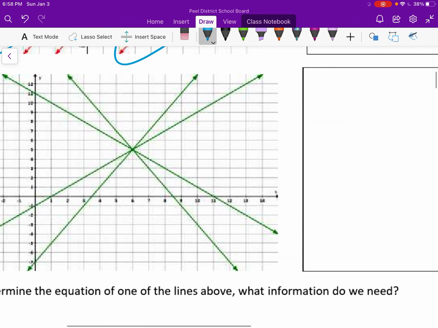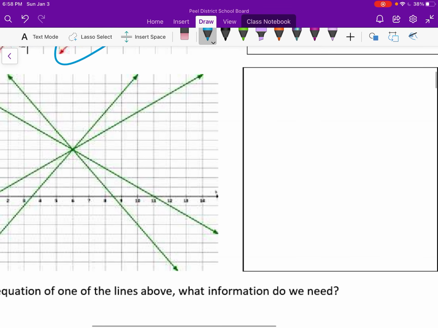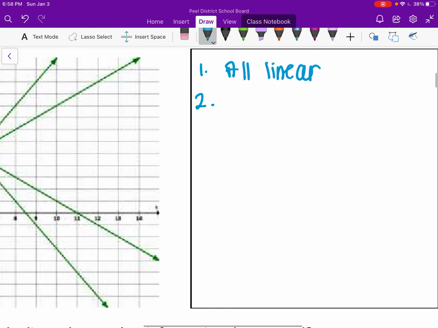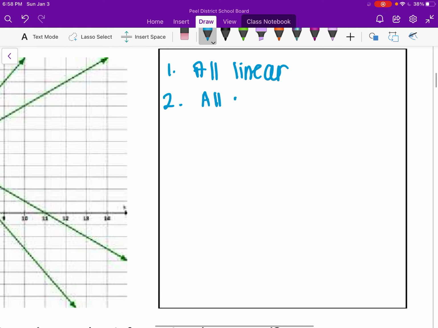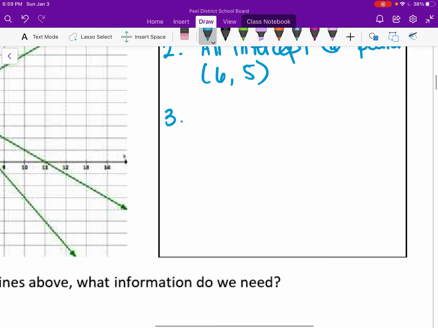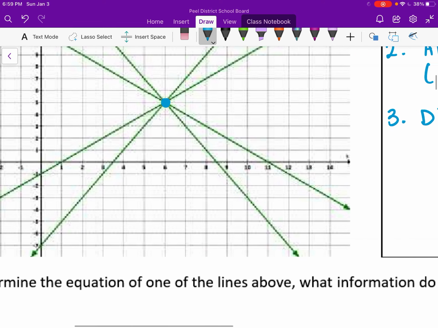Alrighty, and how about here? What do you notice here? Some are increasing, some are decreasing, so it's safe to say that while they are all linear, that's something they have in common. Another thing they have in common is they intersect at this point, so we can just go up and say, okay, this is 6 and 5, right, so they all intersect at point (6, 5). But they do have different slopes because some are going up, some are going down, some are steeper. And it's safe to say they have different y-intercepts, right?